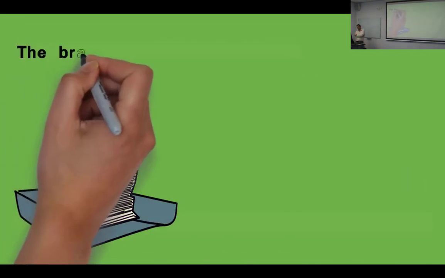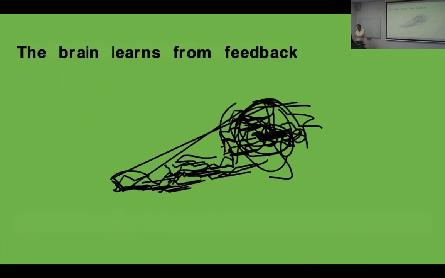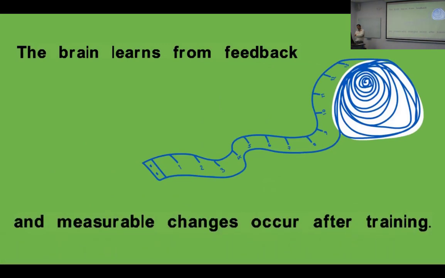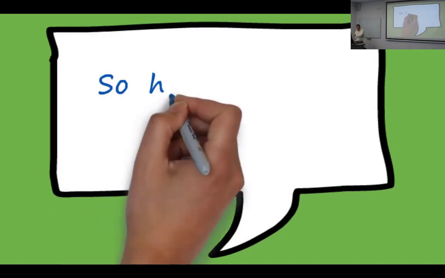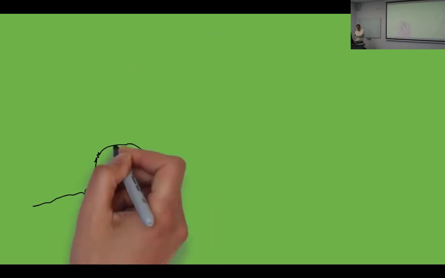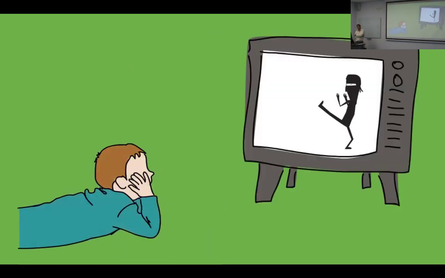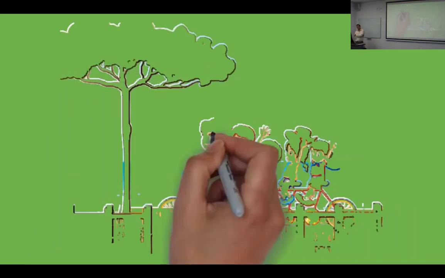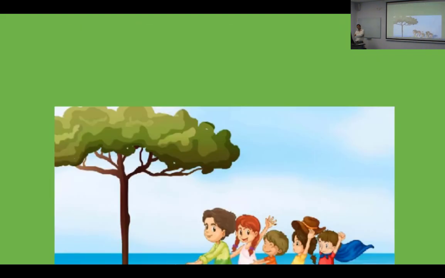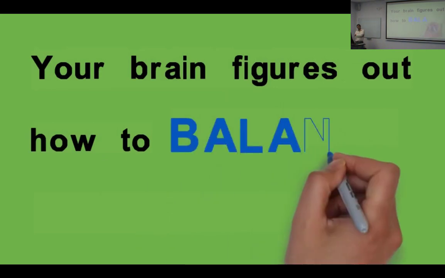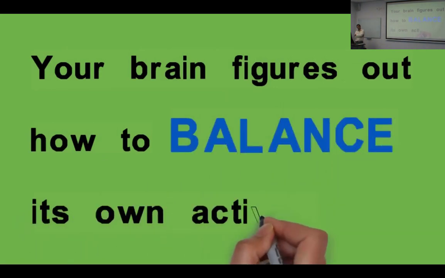There's a lot of published research that shows that the brain learns from feedback and that measurable changes in brain activity occur after training. So how do you change your brain? It's just learning. Children learn to play a video game, and they never read a manual. Their brain figures it out. How do you balance on a bike and not fall over? Somebody probably showed you, but it's your brain that figured out how to balance. When you train brain activity, your brain figures out how to balance its own activity.